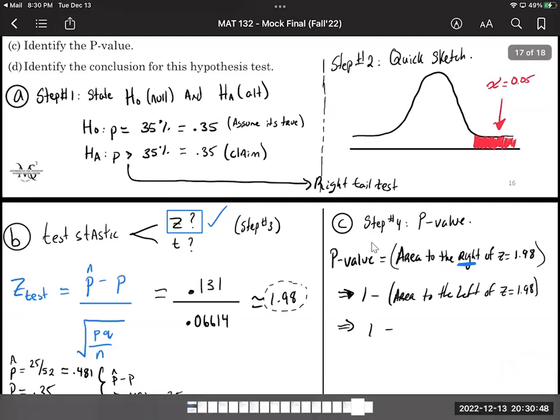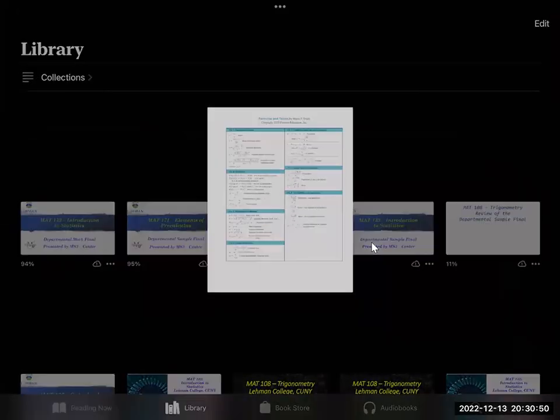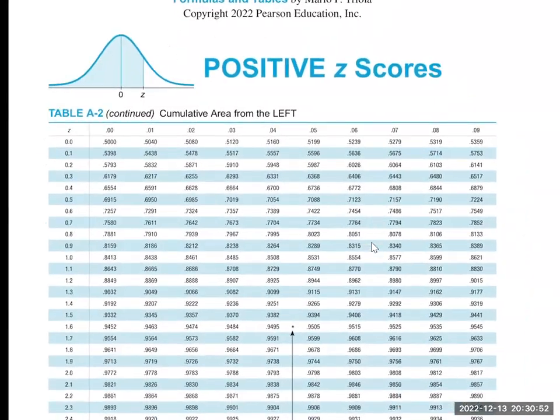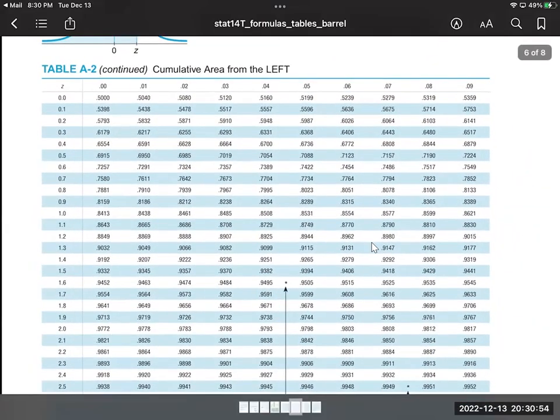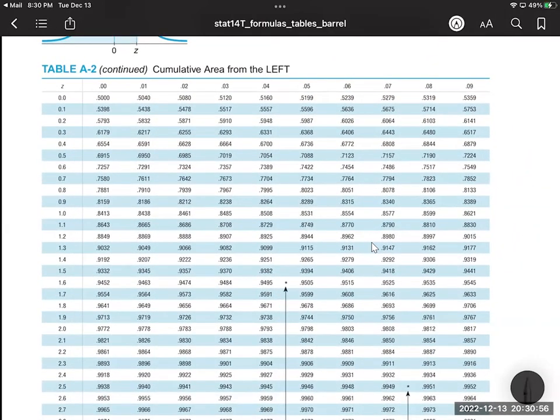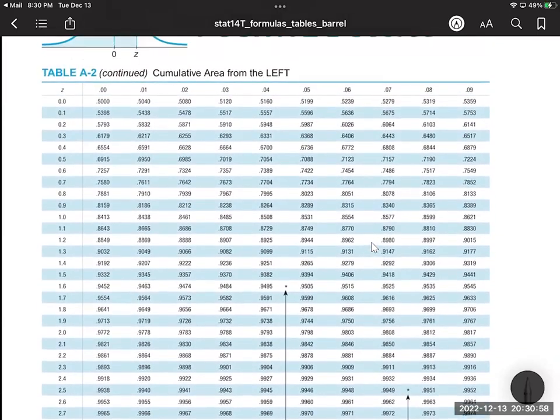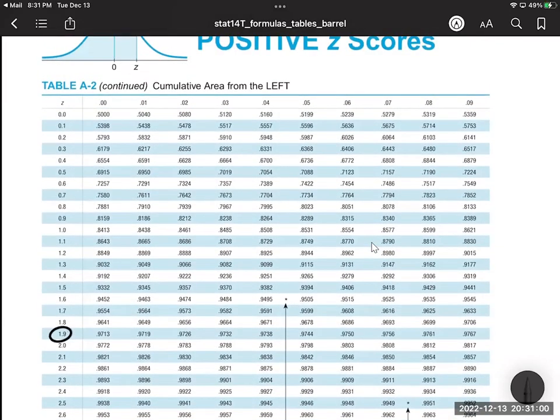So I'll be right back. We go back here to our table. We look at the positive Z scores. So I know that we start with 1.9. Here it is. We end with a 0.08. So I look where that column intersects the row. It intersects at 0.9761. Okay, it meets at 0.9761.